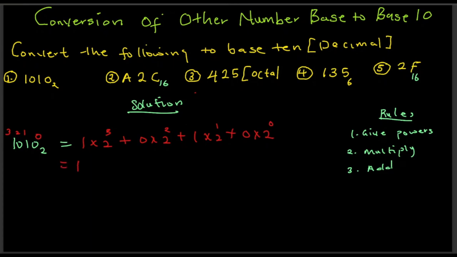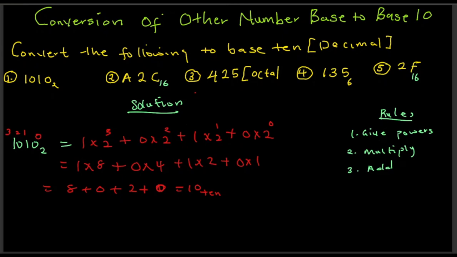So this equals 1 times 2 to the power of 3 is 8 plus 0 times 2 to the power of 2 is 4 plus 1 times 2 to the power of 1 is 2 plus 0 times any number to the power of 0 is 1. So this equals 1 times 8 plus 0 times 4, 0 plus 1 times 2, 2 plus 0 times 1, 0. So this is automatically 8 plus 2, which is 10 base 10. Okay? So 1010 base 2 is 10 base 10.